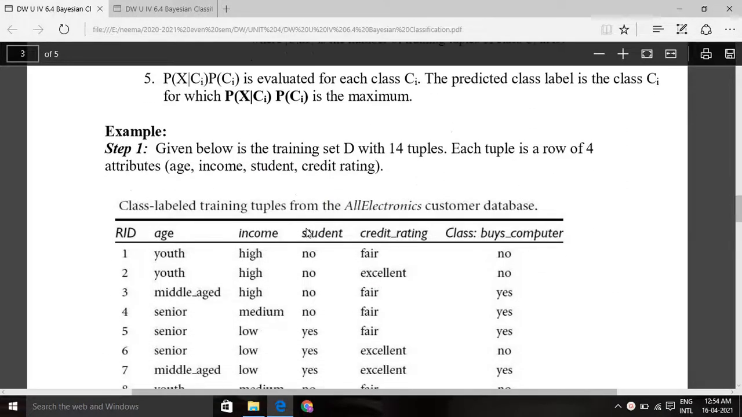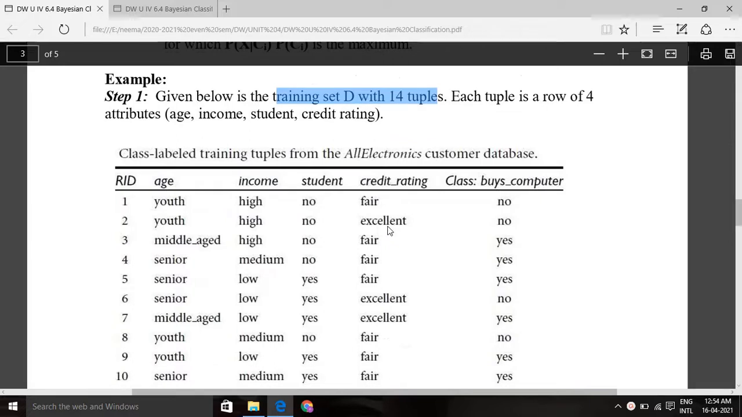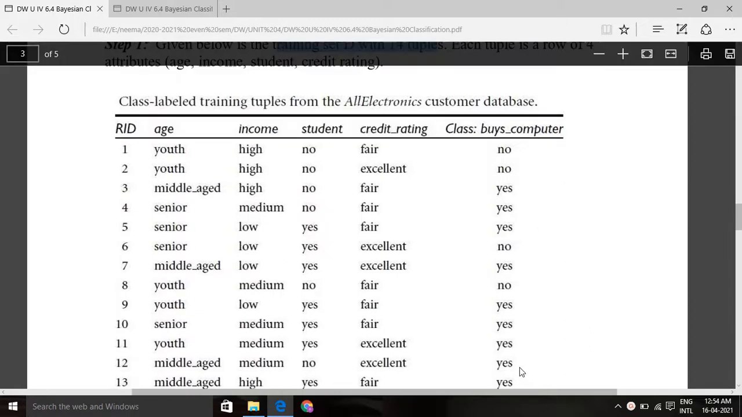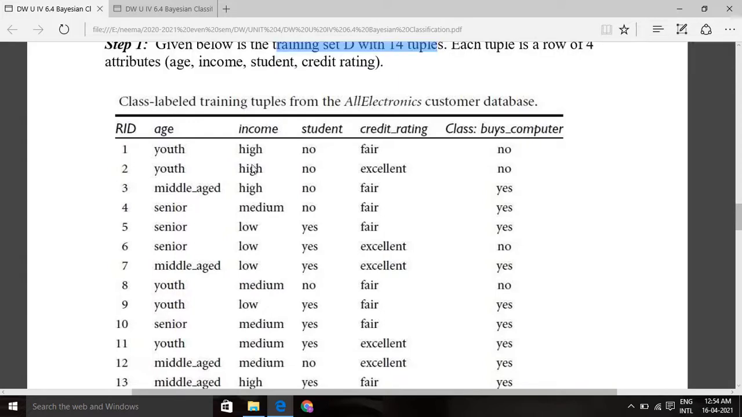Here we are given a training data set called D with 14 tuples, and each row is a tuple with 4 attributes: age, income, student, credit rating. And we have two classes: buys computer equal to yes and the other one no. Age has 3 types: youth, middle aged and senior. Income has 3 types: high, medium and low. Student has 2 values, yes or no. Credit rating has 2 categories, fair and excellent.